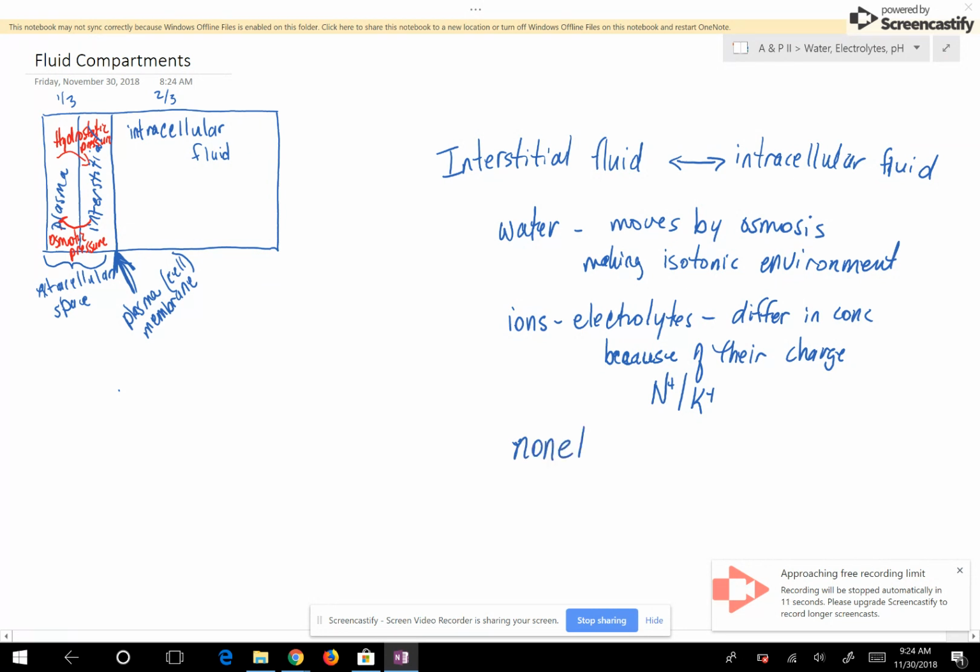Non-electrolytes, these are going to move. I'm running out of time here. I spelled it wrong. The non-electrolytes are going to move by diffusion. And what does diffusion do?